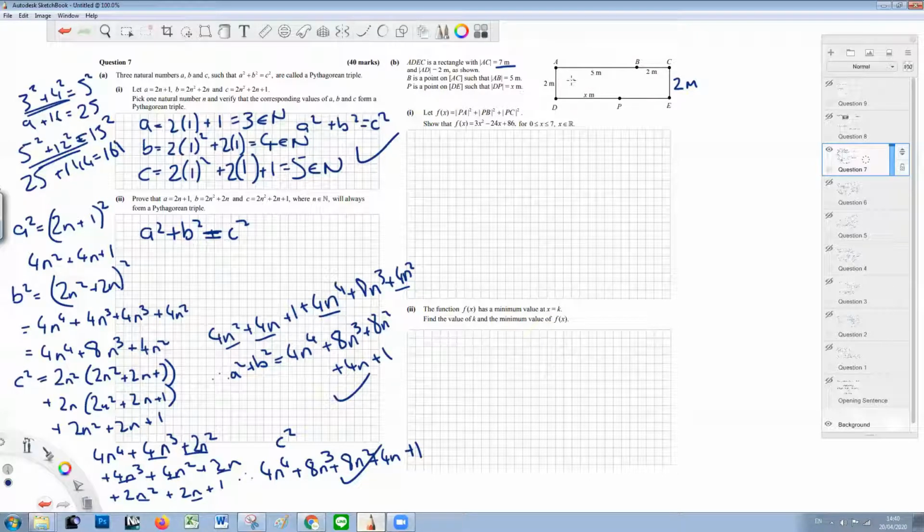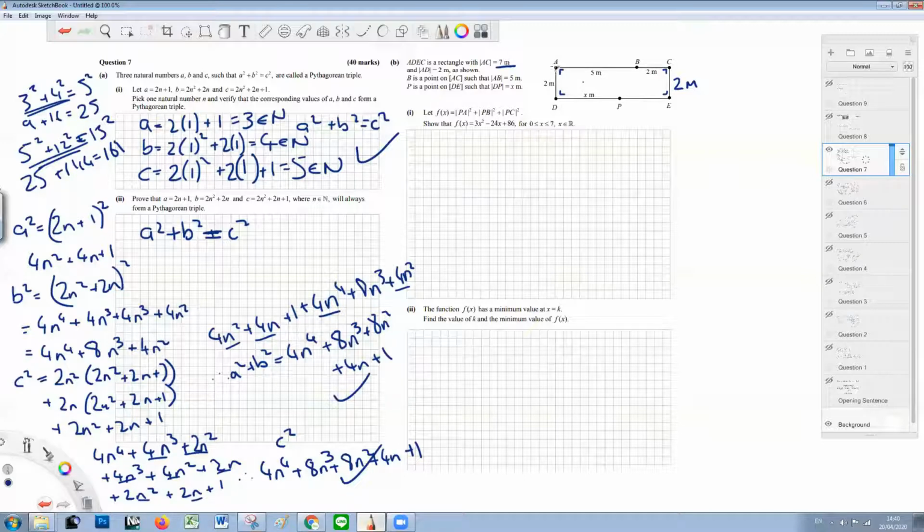Now we know that that's a right angle, that's a right angle, that's a right angle, and that's a right angle, because it's a rectangle, so all the angles must be 90 degrees. B is a point on AC such that AB is equal to 5. So that's 5. That's fine. P is a point on DE such that DP is equal to x meters.